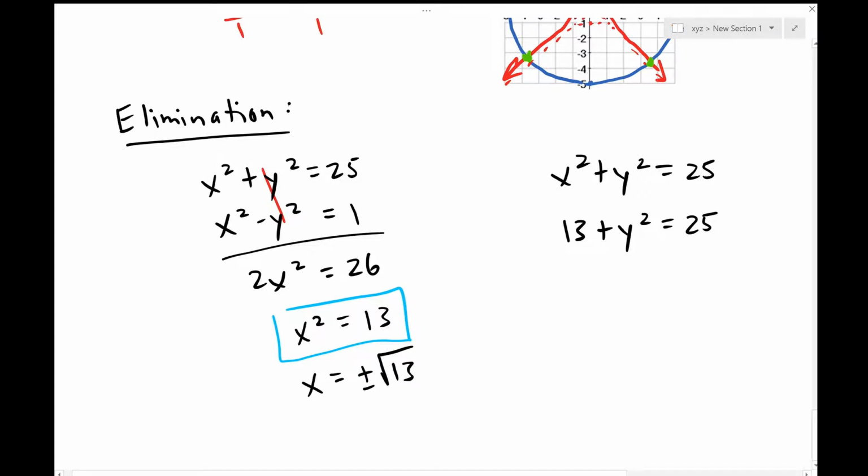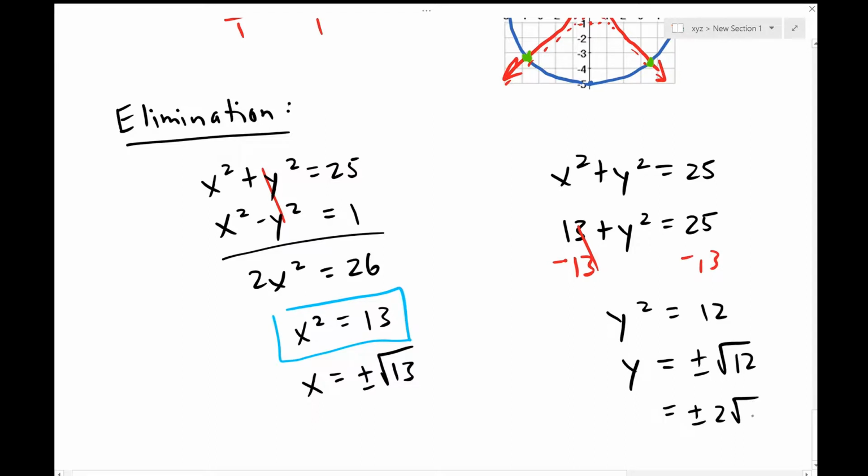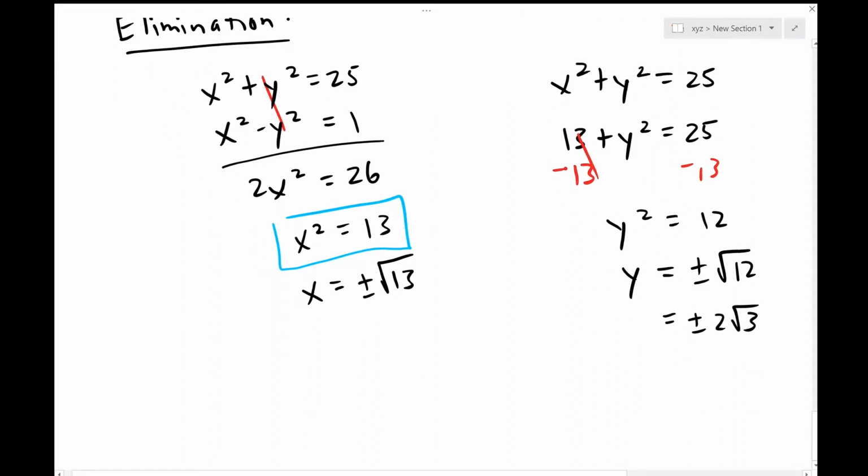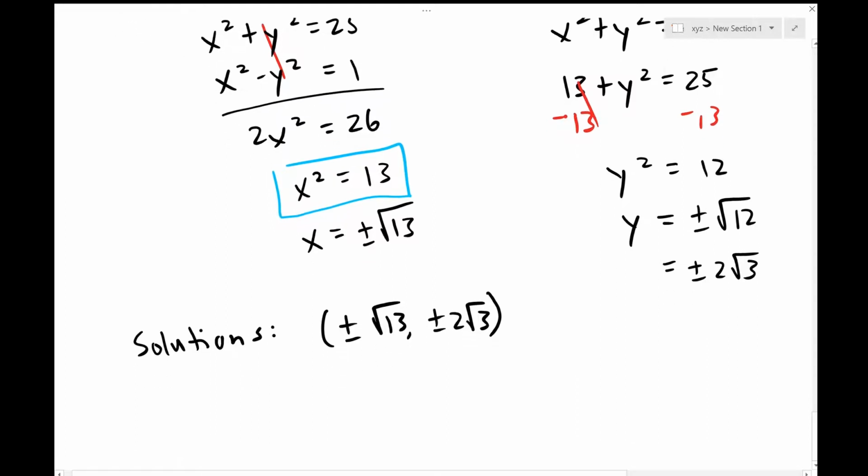Well, from here, we can, of course, just subtract 13 on each side, so we end up with y squared is equal to 12. And so this will give us y is equal to plus or minus the square root of 12, which of course reduces to plus or minus 2 root 3. And so our solutions here, there are 4 of them. We can go ahead and write this as just plus or minus root 13, comma, plus or minus 2 root 3. That's a perfectly acceptable way of writing the solution.